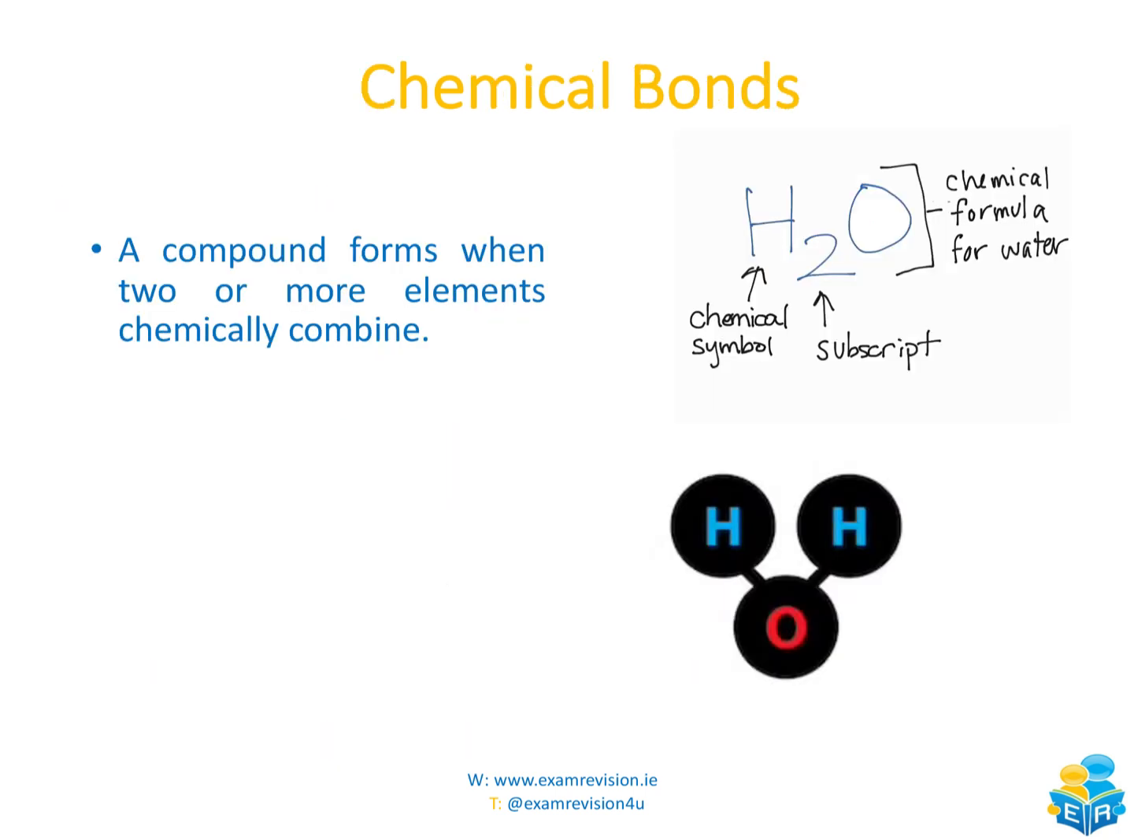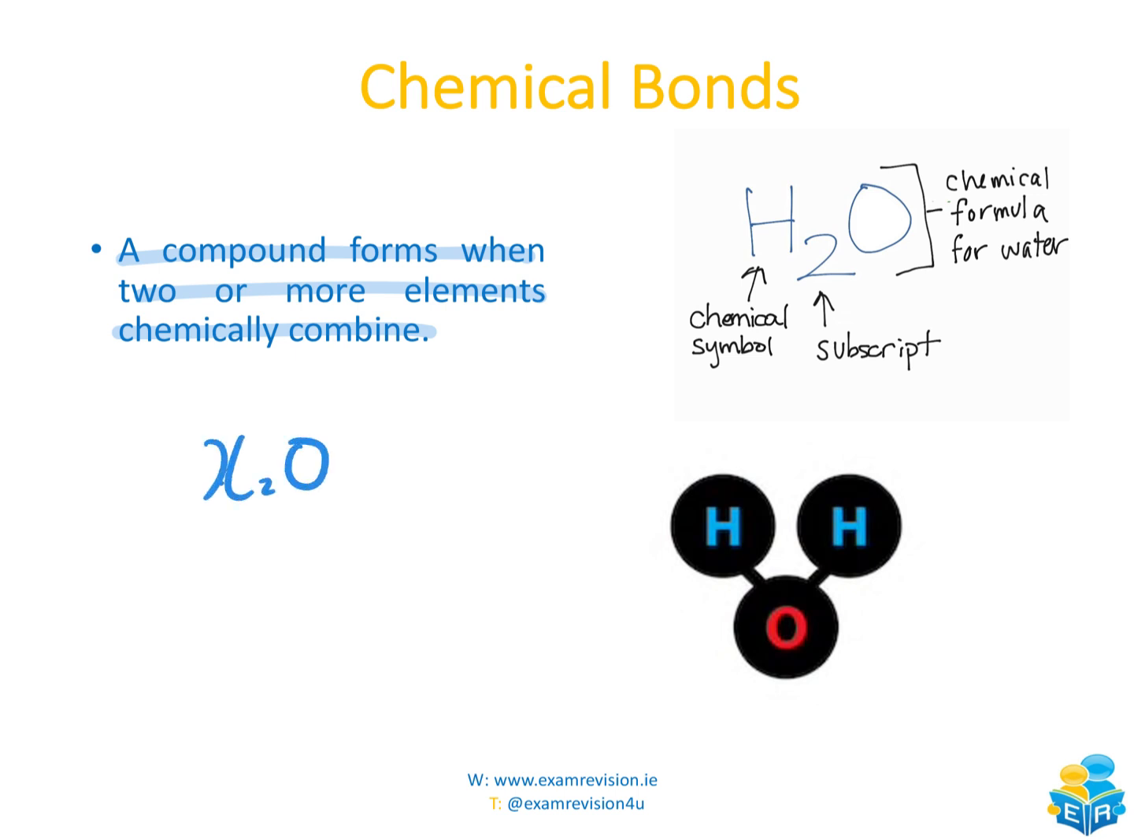We're now going to have a look at chemical bonds, and you've definitely heard of some of these before. So a compound forms when 2 or more elements chemically combine. We're only going to examine when 2 elements chemically combine, but you can have 3, 4, 5, any number. Now, a famous example, which you might have heard of before, is H2O.